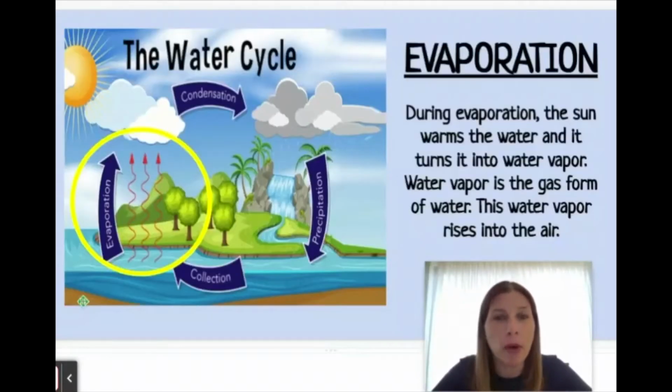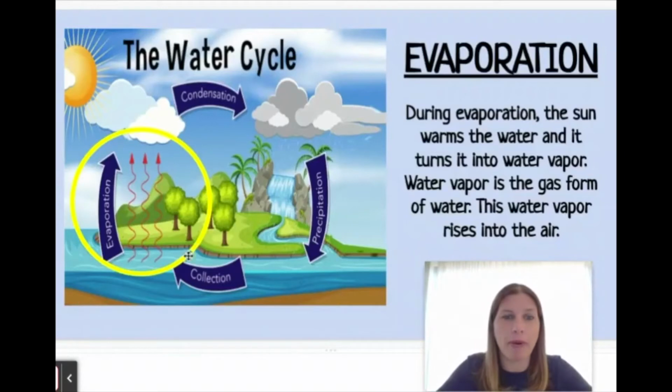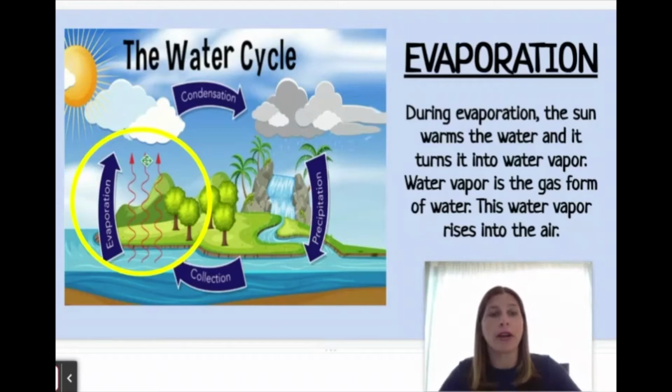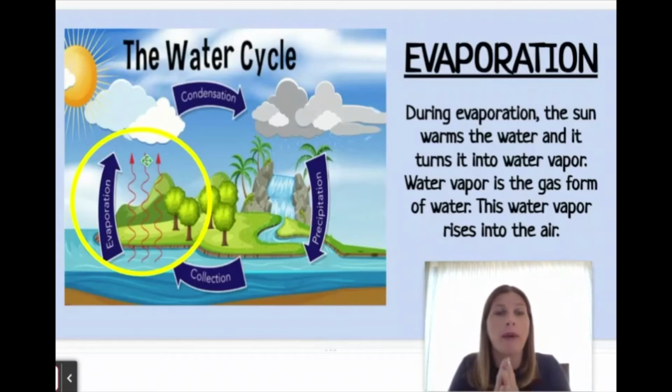The first step on our water cycle is evaporation, and here it is in our diagram. It's showing that the water is going up, and it also uses these red squiggly lines. That helps us to remember that during evaporation, the water is puddled, or it may be in your yard, or it may be in the ocean or another body of water.